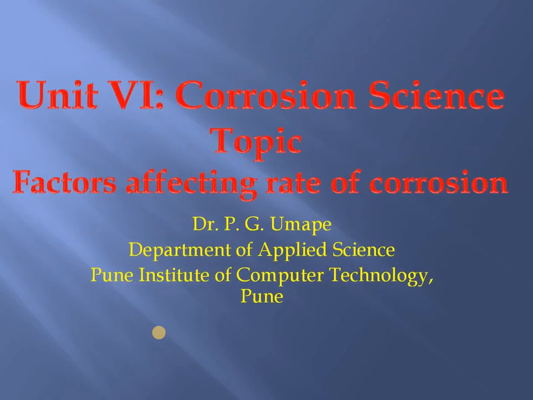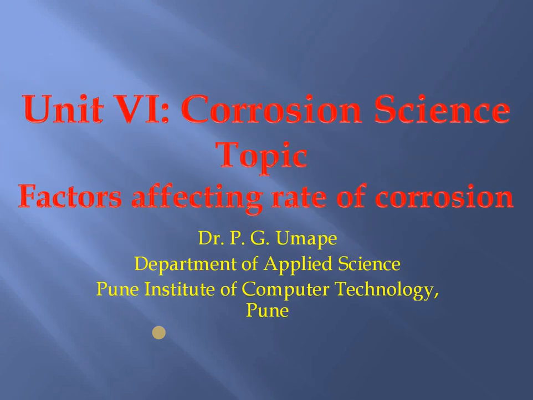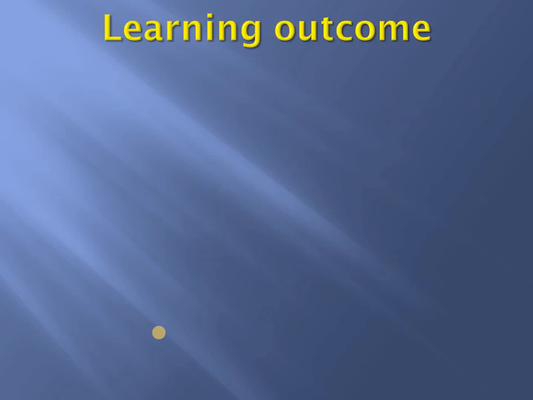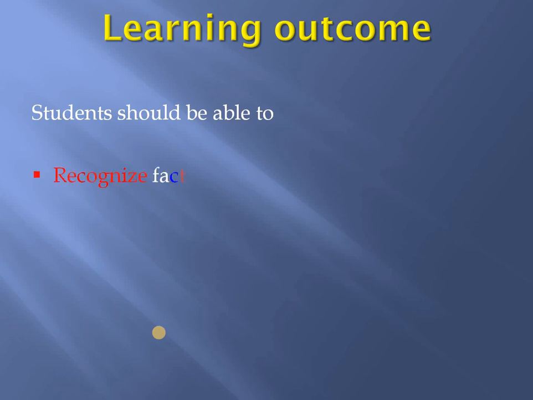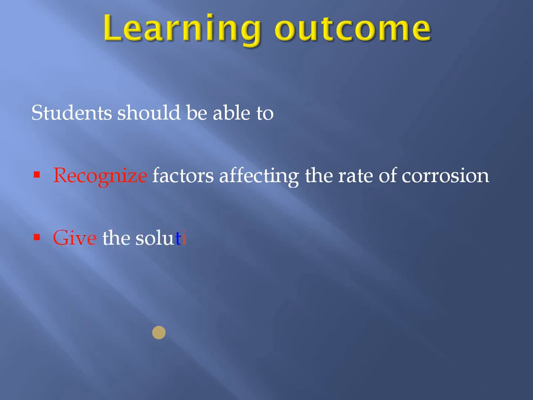In this session, we are going to discuss the topic factors affecting the rate of corrosion from Unit 6 Corrosion Science. The learning outcome from this session is that students should be able to recognize factors affecting the rate of corrosion and should be able to give the solution to avoid the corrosion.